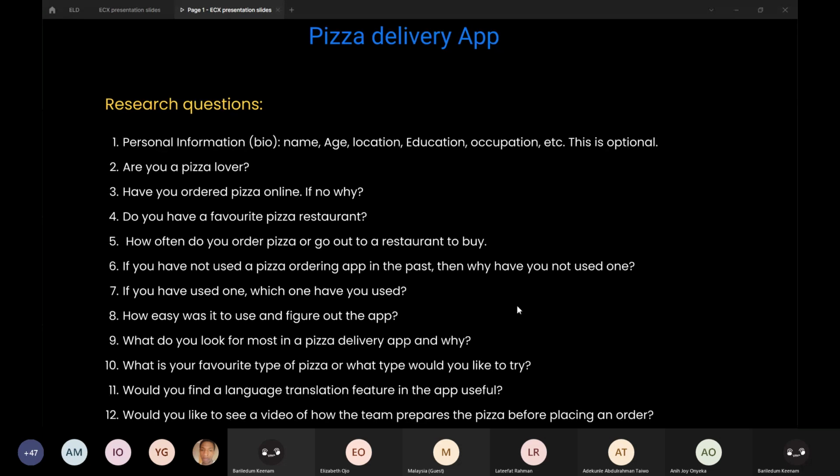There are more questions. Your research questions are based on the product you are trying to build and the problem you are trying to solve. That will determine the kind of research questions that you use for your research. So these are the research questions for the pizza delivery app.